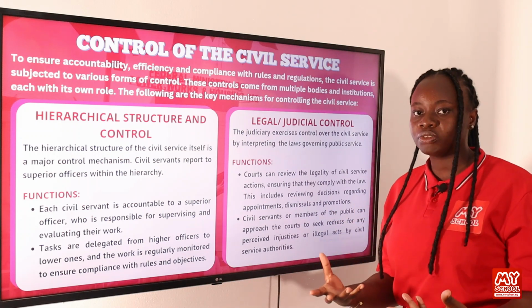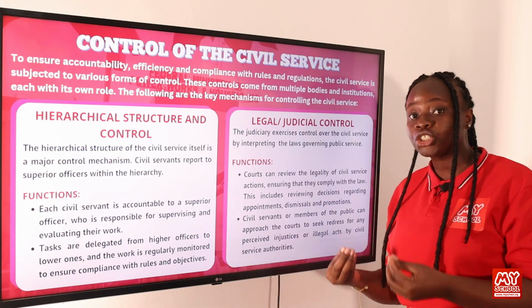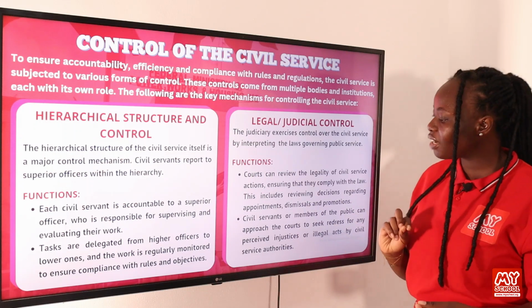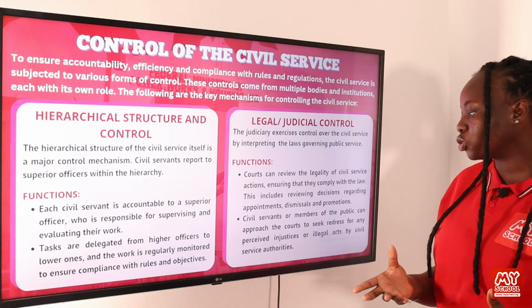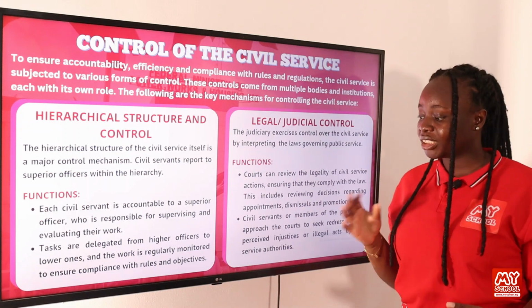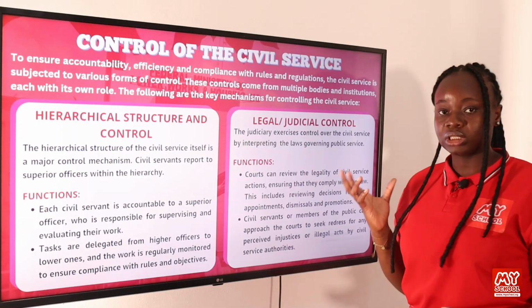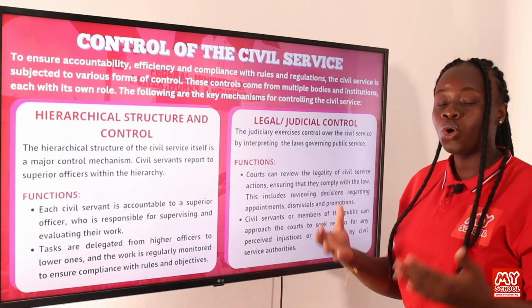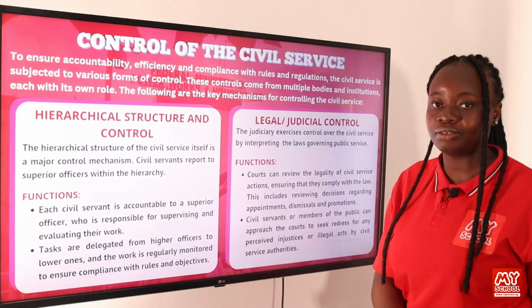They review the actions of the executive to ensure that their actions are constitutional. Civil servants or members of the public can also approach the court to seek redress for any perceived injustices or illegal acts by civil service authorities. So the citizens can go to the court to seek redress whenever there is any injustice done by civil servants.